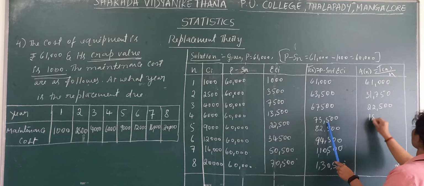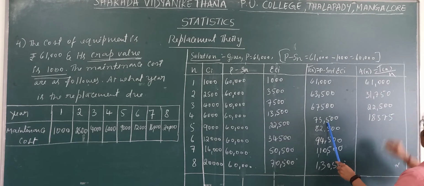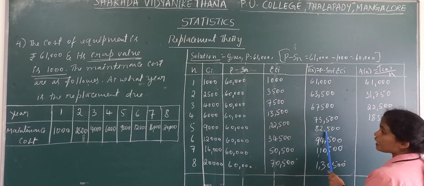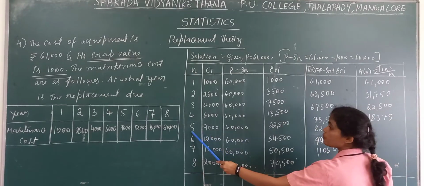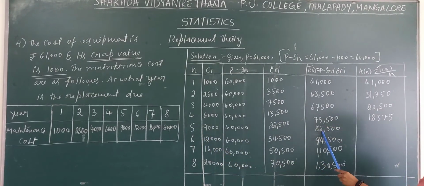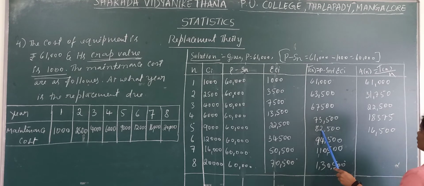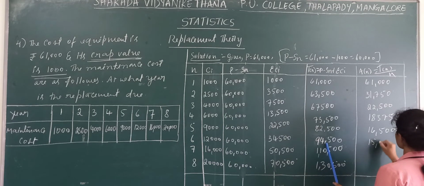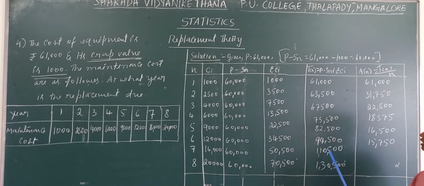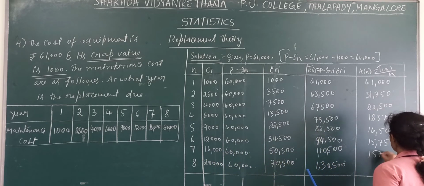There we get 18,375. Next comes 82,500 divided by 5. When we divide 82,500 by 5, we get 16,500. Next 94,500 divided by 6. There we get 15,750. Next 1,10,500 by 7.